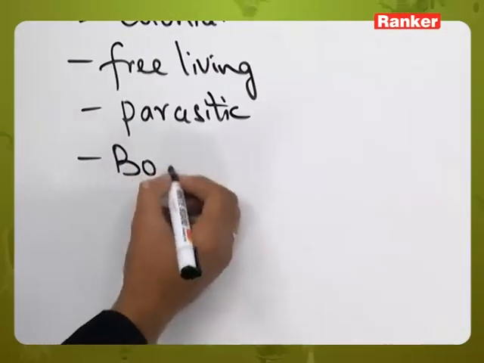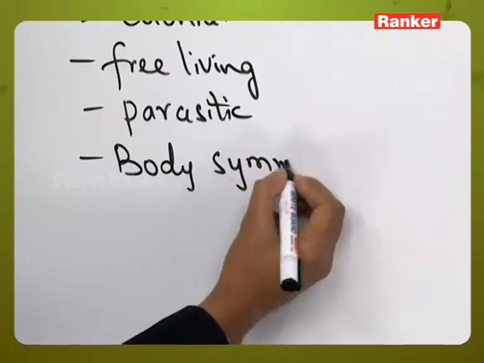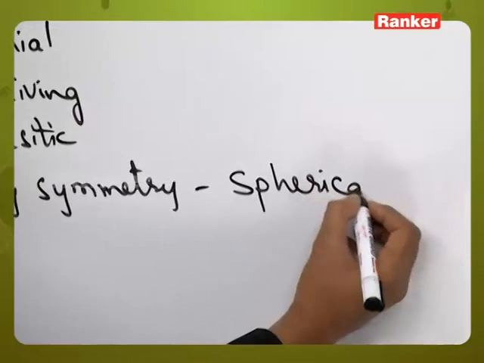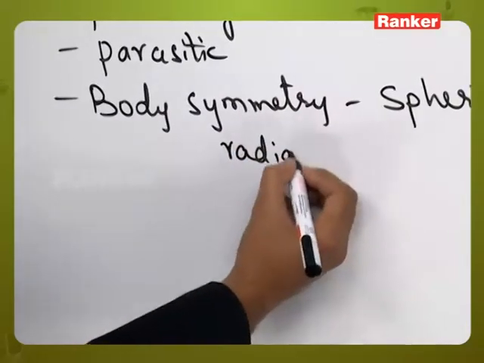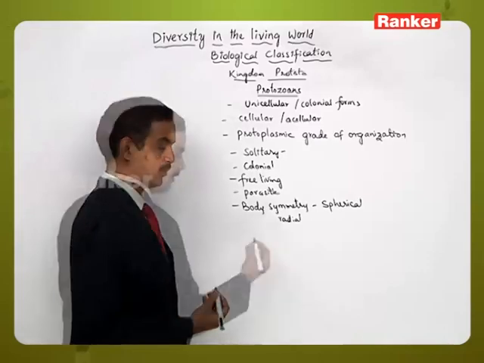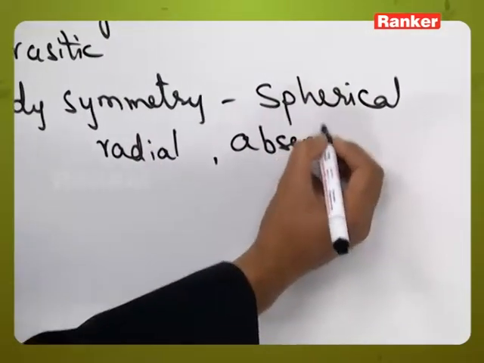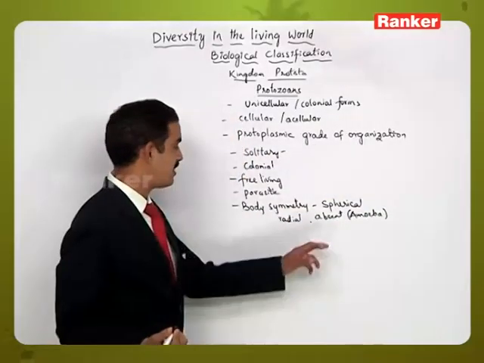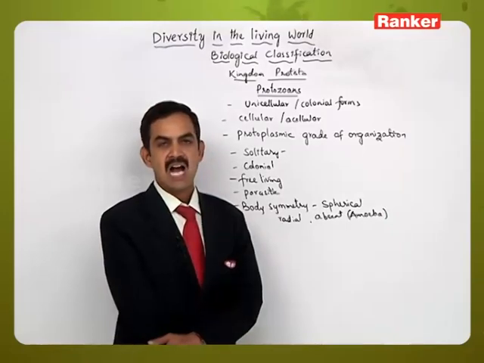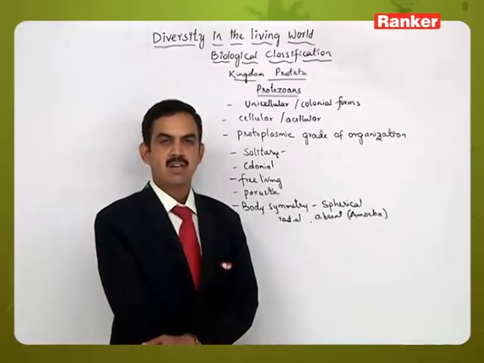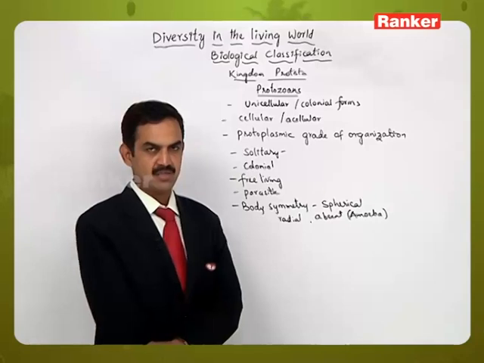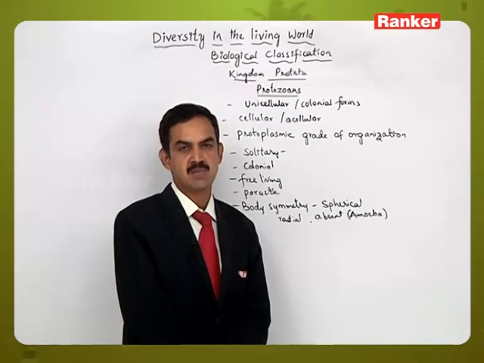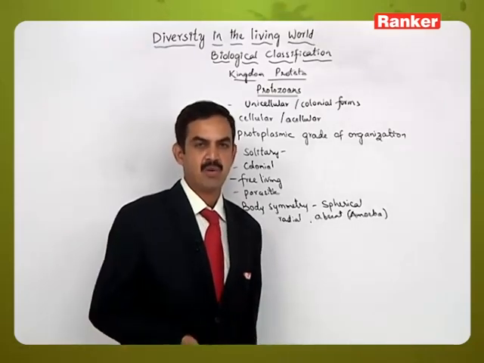Then if you see the body symmetry, some of them exhibit spherical symmetry, and some exhibit radial symmetry also. Then in some of them symmetry is completely absent, like in Amoeba. Why is symmetry completely absent in Amoeba? Because Amoeba does not have any specific or perfect structure, so it goes on changing its structure. That's the reason there is no particular symmetry.